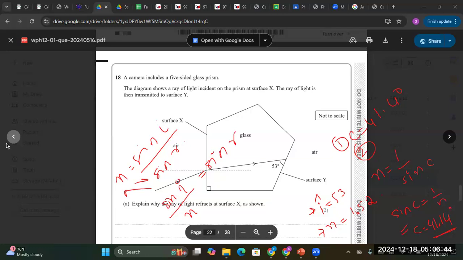So sine I divided by 1.52, and then whatever answer you get, you will do sine inverse of it. So your refractive angle is going to come out as 31.7. So you can clearly see, Laiba, the refractive angle is 31.7. The critical angle is 41.4. Do you think total internal reflection is going to happen?